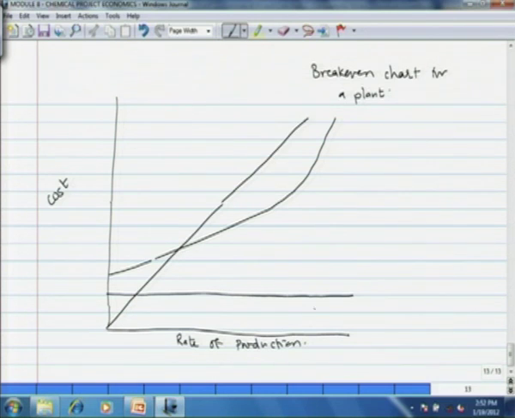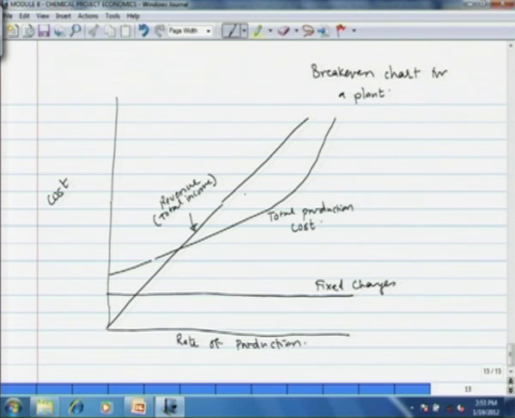So, let us name the lines. The horizontal line is fixed charges. The curved line is total production cost. And the inclined straight line is the revenue or total income, the total income of the company after all products are sold.